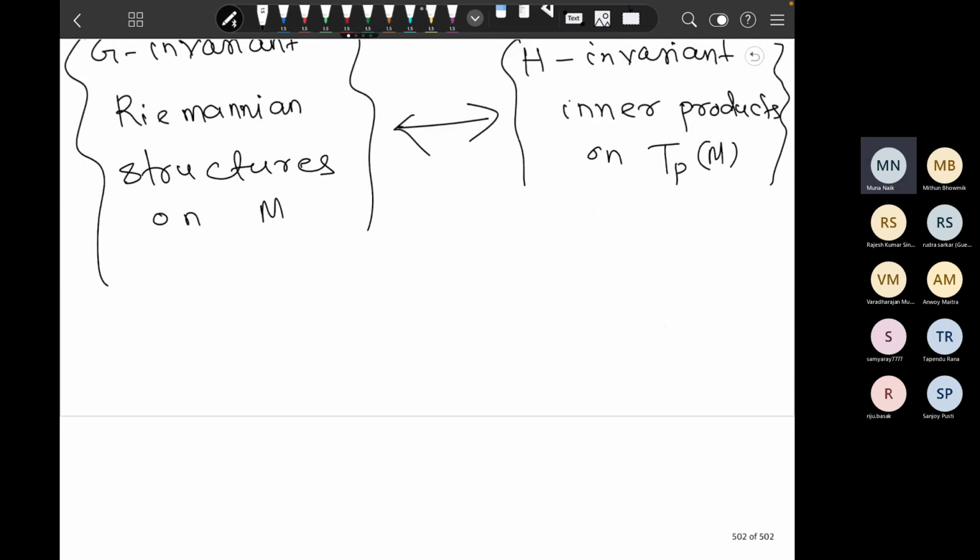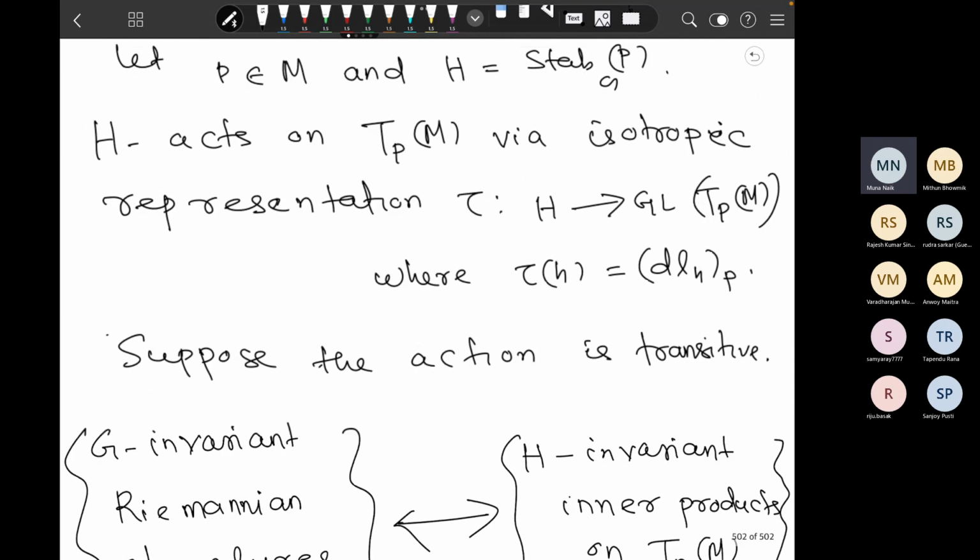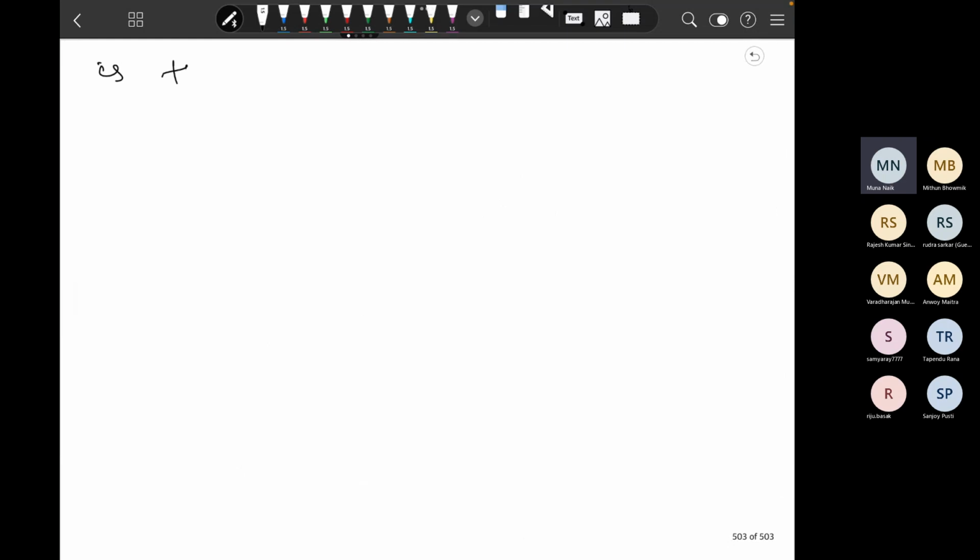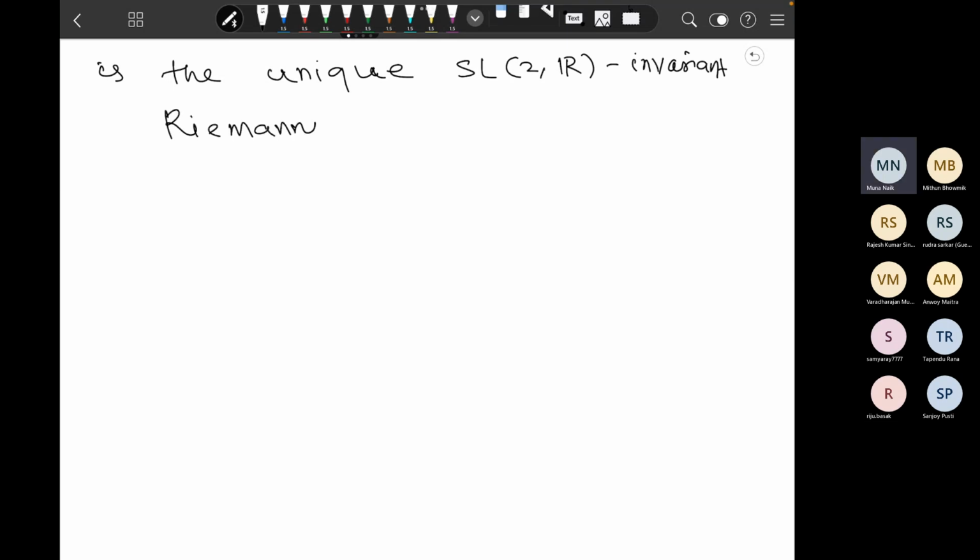Now, using this, we have shown that (dx squared plus dy squared) by y squared is the unique SL2(R) invariant Riemannian metric on the upper half plane.